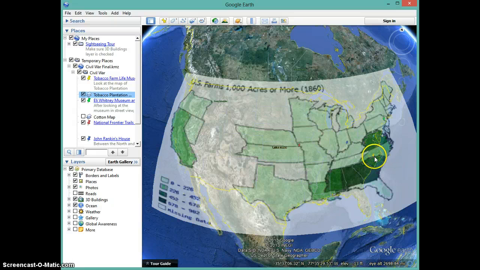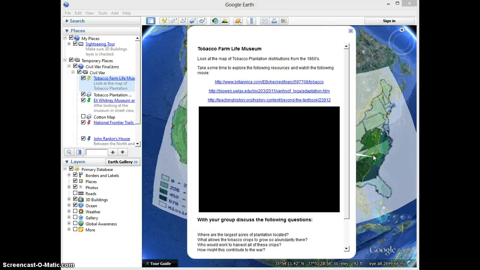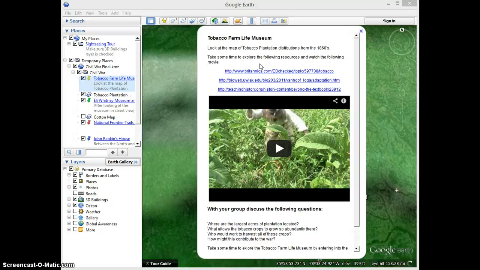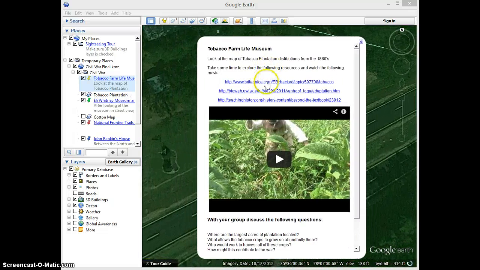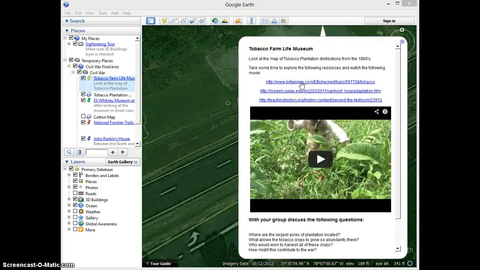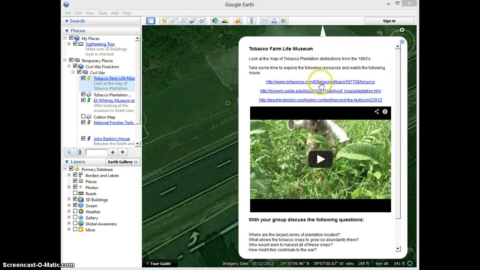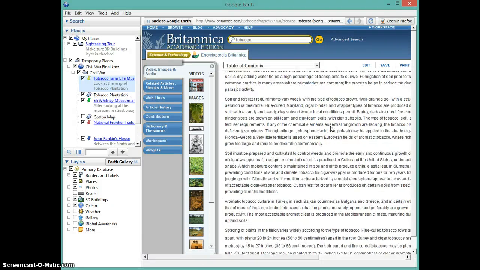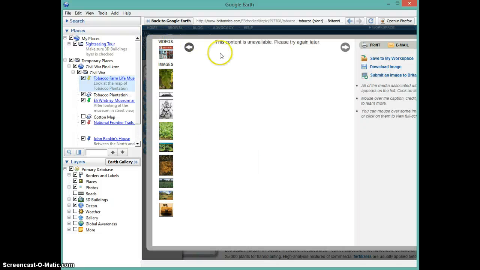Moving in closer to our location, we have some resources available to us to help us better understand some of these factors. So what I'd like you to do is take some time to explore these resources. They'll provide you information regarding the tobacco plant itself, regarding how it's harvested, and other things. We won't actually take the time in this recording to read the information, but these are some examples of what the sites look like. They give you pictures.